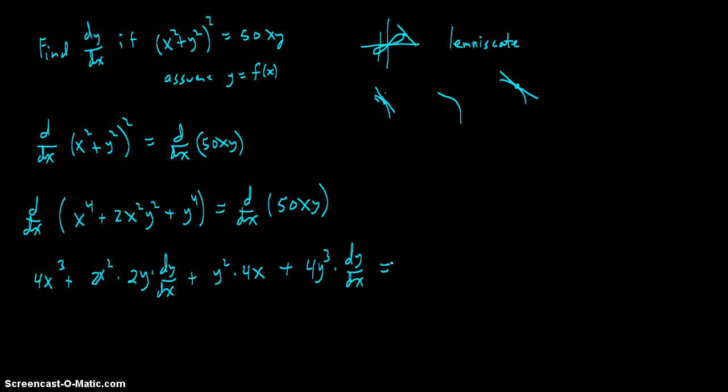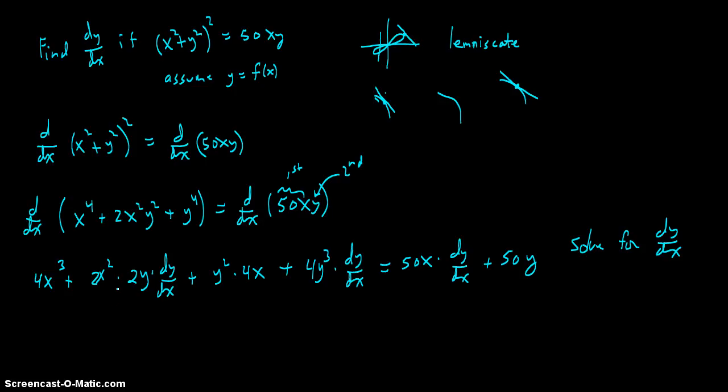On the right side, for the derivative of 50xy, we use the product rule. 50x is the first function and y is the second. So the first, 50x, times the derivative of the second, that's dy/dx, plus the second, which is y, times the derivative of the first, which is 50. So we have this rather large equation with many terms, including terms that have a factor of dy/dx. We now solve this equation for dy/dx, and that'll give us our answer.